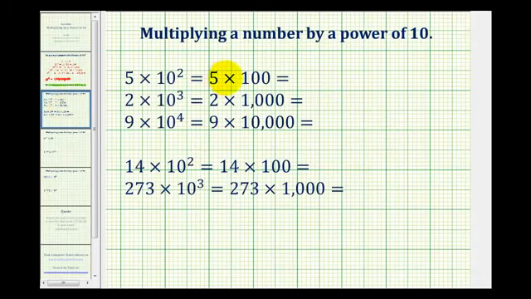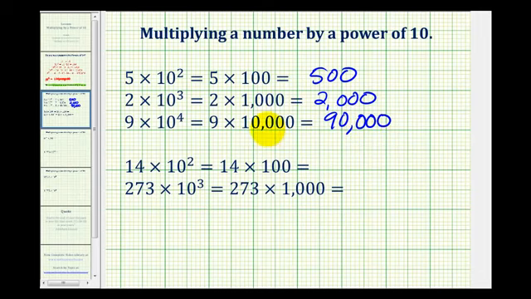Now let's take a look at multiplying by a power of 10. 5 times 10 to the second is the same as 5 times 100, which is equal to 500. 2 times 10 to the third is the same as 2 times 1,000, which equals 2,000. 9 times 10 to the fourth would be 9 times 10,000, or 90,000.